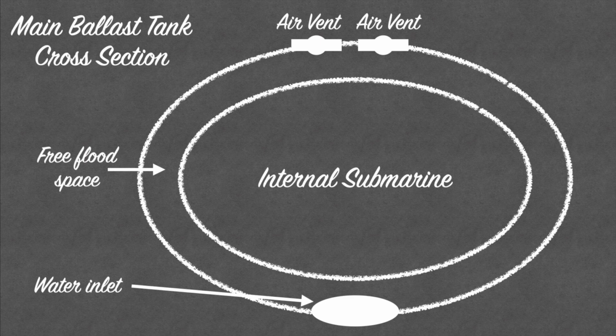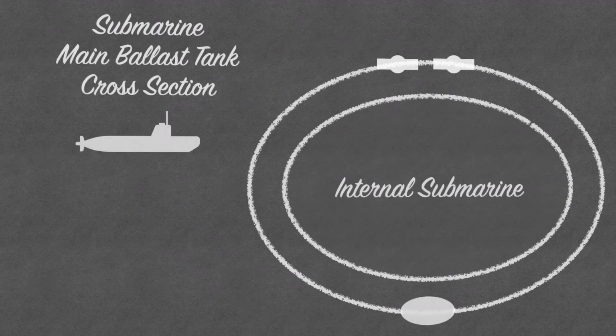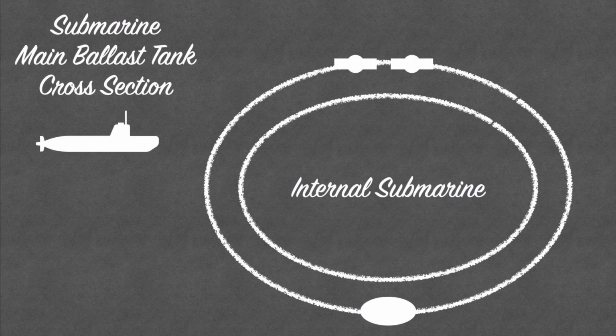The design of a main ballast tank is fairly simple in that it has a free flood space that can either contain air or water. When it contains air, the submarine's buoyancy remains positive or neutral and hence it will float. When the tank is filled with water, the submarine's weight increases dramatically, causing its buoyancy to become negative and hence it sinks.